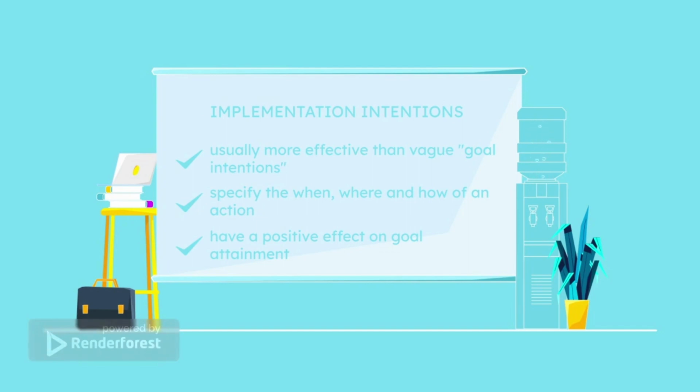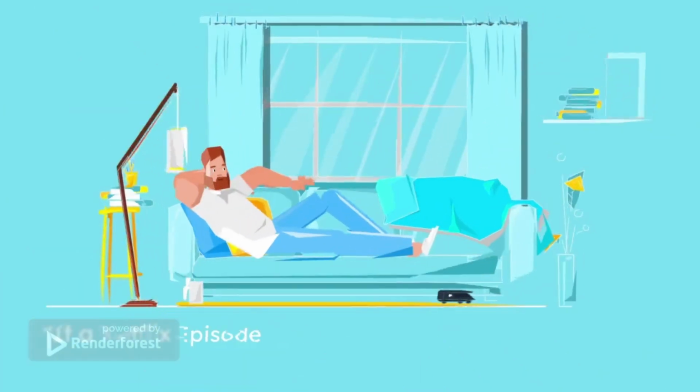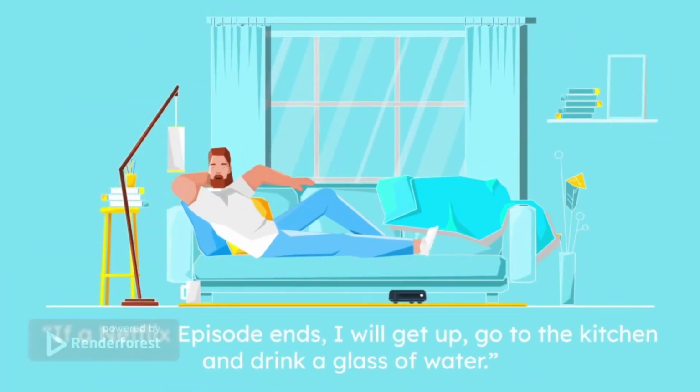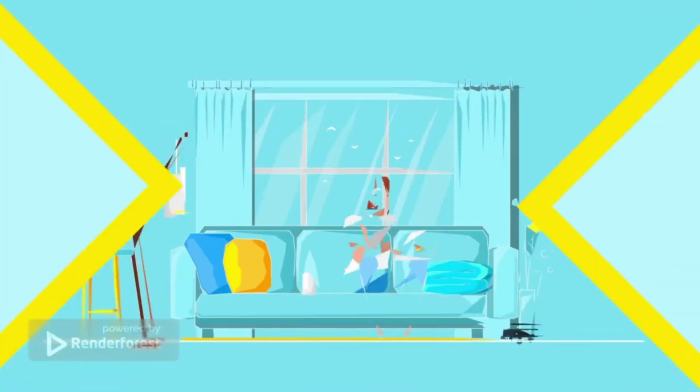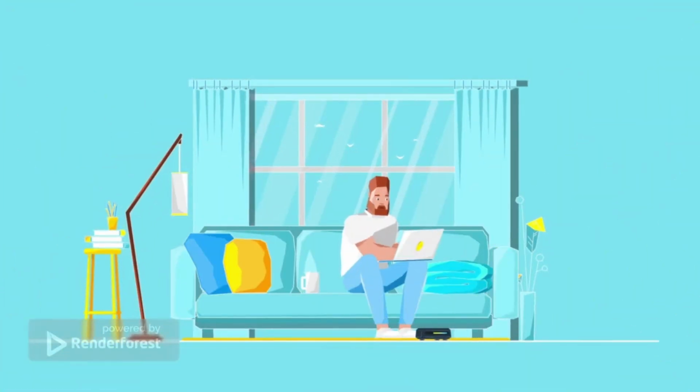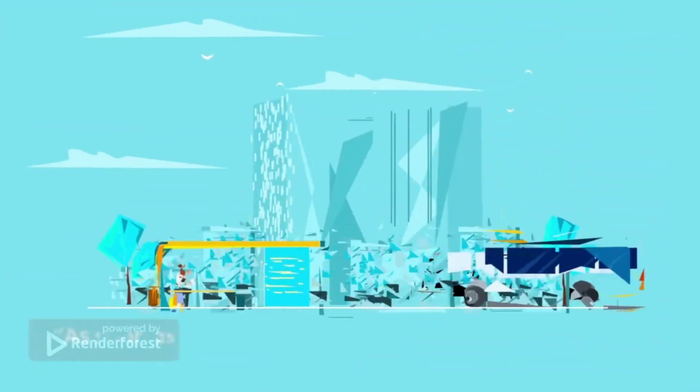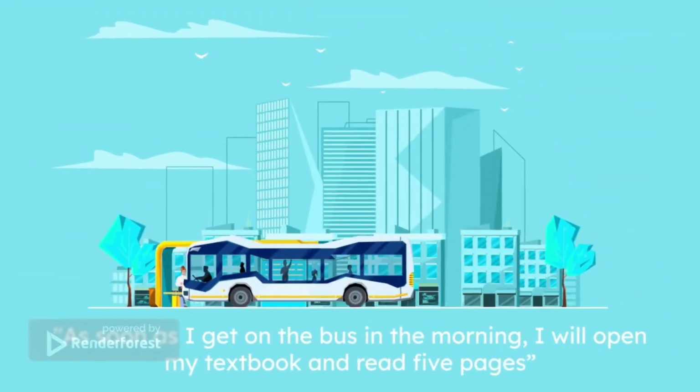An example of an implementation intention could be, if a Netflix episode ends, I will get up, go to the kitchen, and drink a glass of water. The instruction is precise and easy to follow. Still, it can effectively interrupt unproductive behavior and give yourself room to take a step back and reflect on how you want to spend your time next. Another possible implementation intention could be something like, as soon as I get on the bus in the morning, I will open my textbook and read 5 pages.